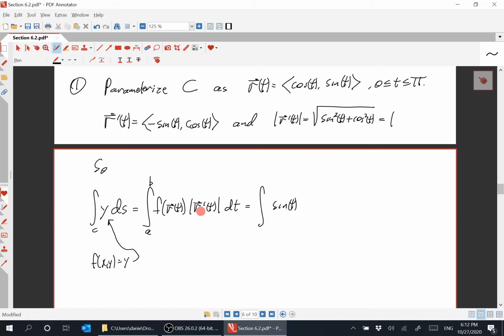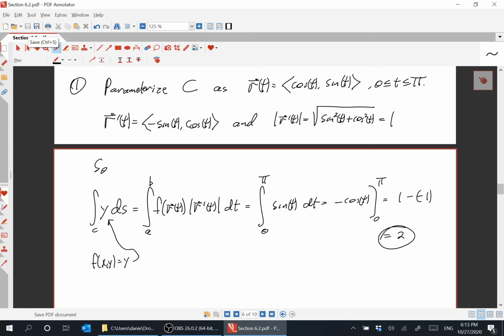And then the length, r prime of t, is just 1, right, and we're going from 0 to pi, dt. Right, so it's just the antiderivative of sine, which is minus cosine, integral from 0 to pi. So this is 1 minus (-1), right, so this is 2. So that line integral is 2.